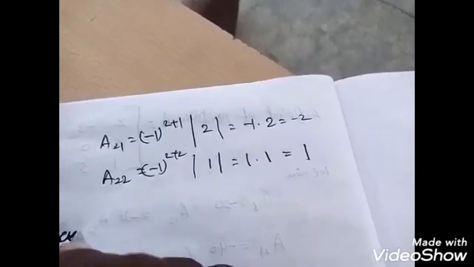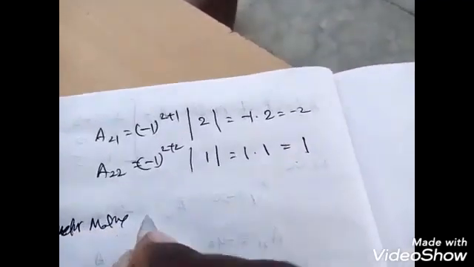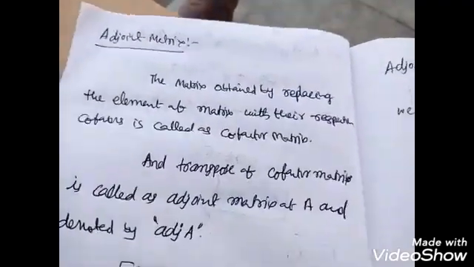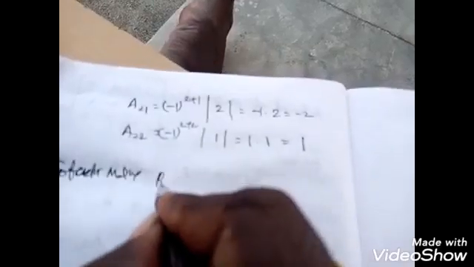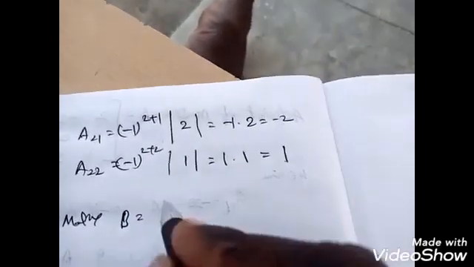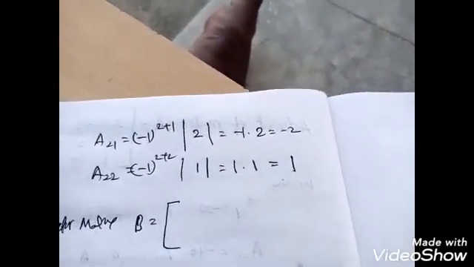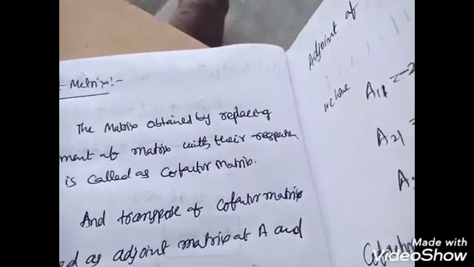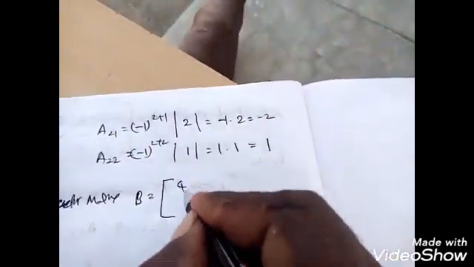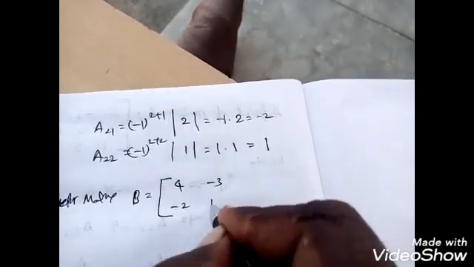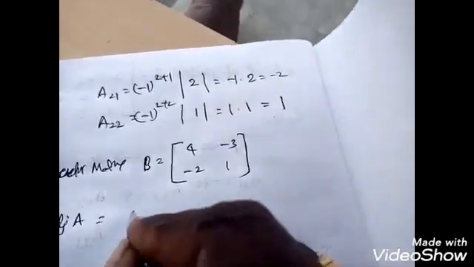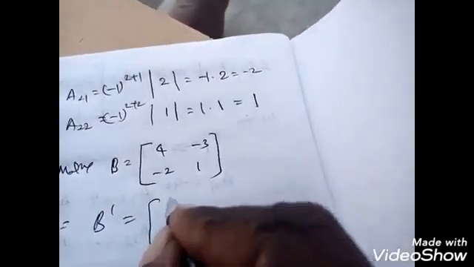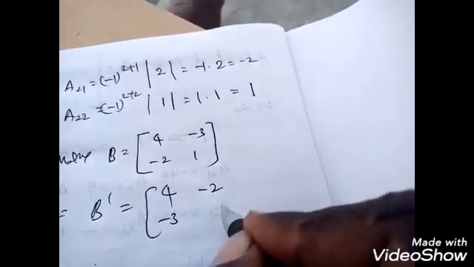Cofactor matrix B. Here you have to take A only. Now A is given, and B is obtained by replacing the elements with their cofactors: 4, minus 3, minus 2, 1. Now adjoint A is equal to B dash. B dash is 4, minus 3, minus 2, 1.